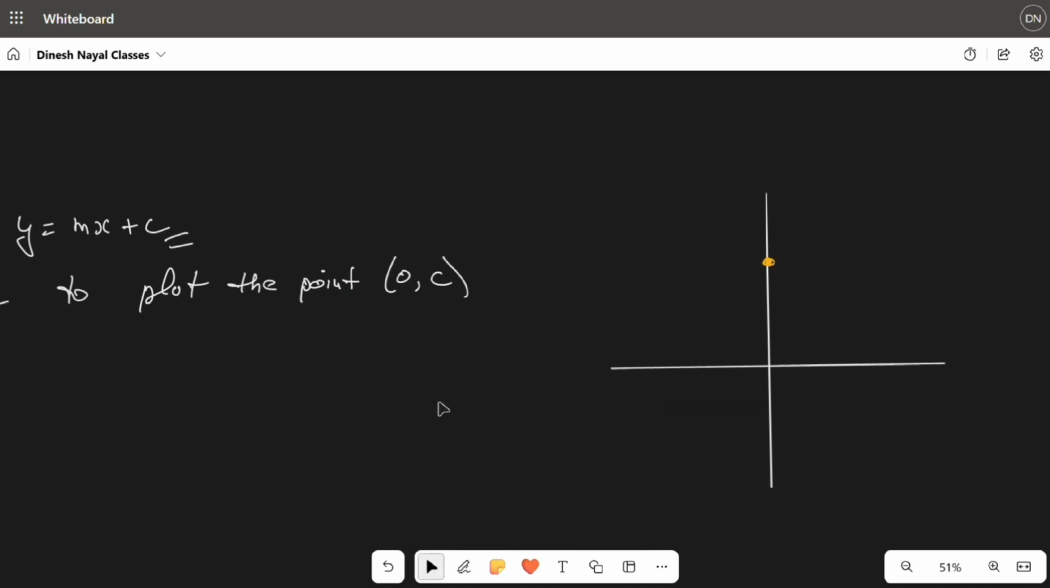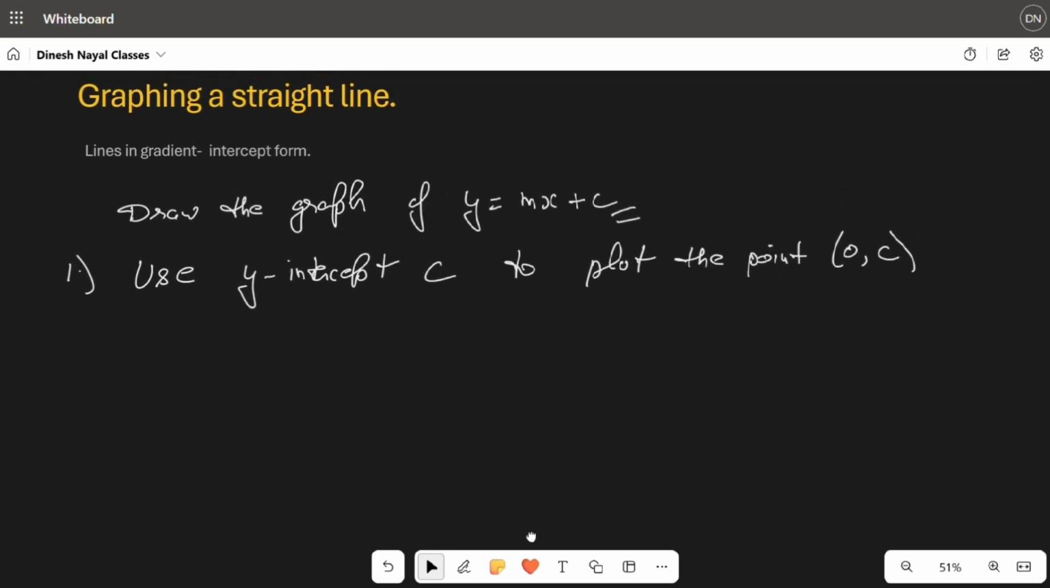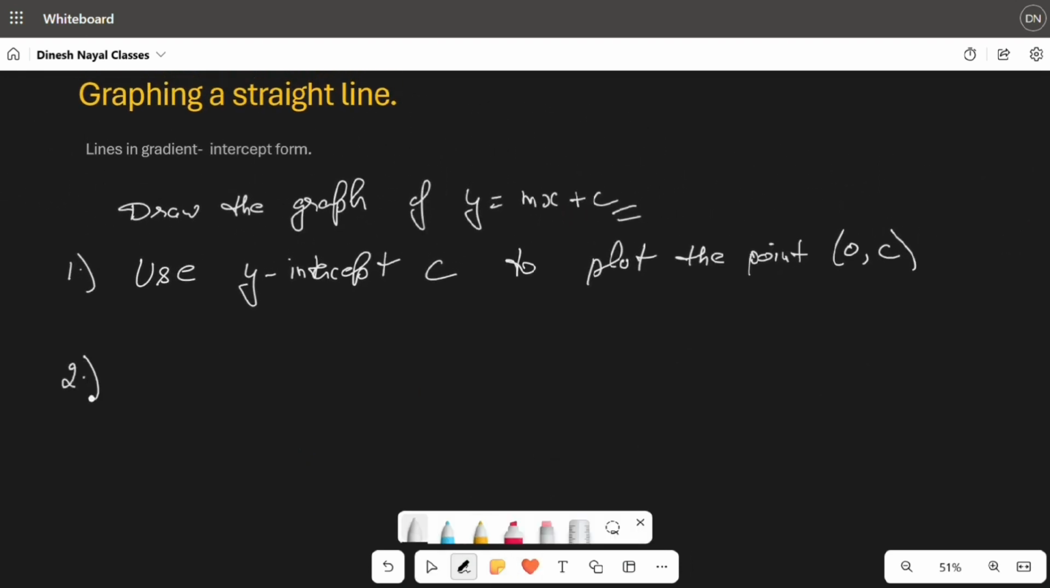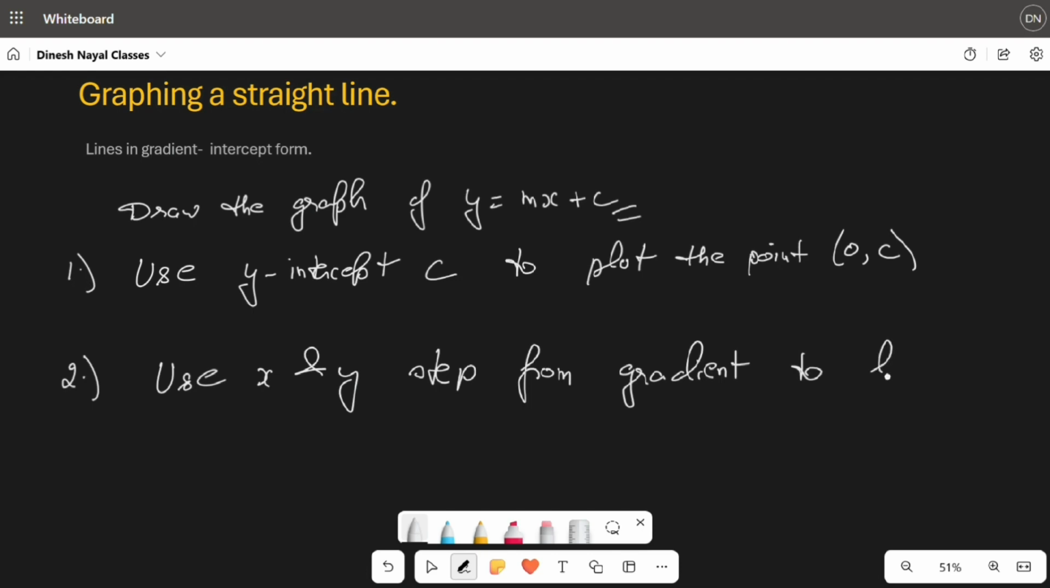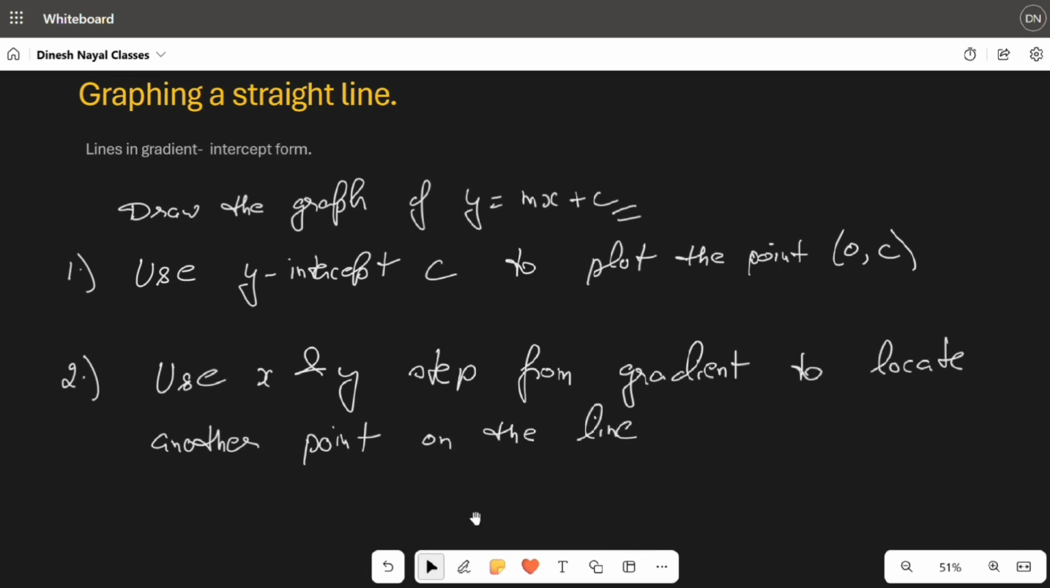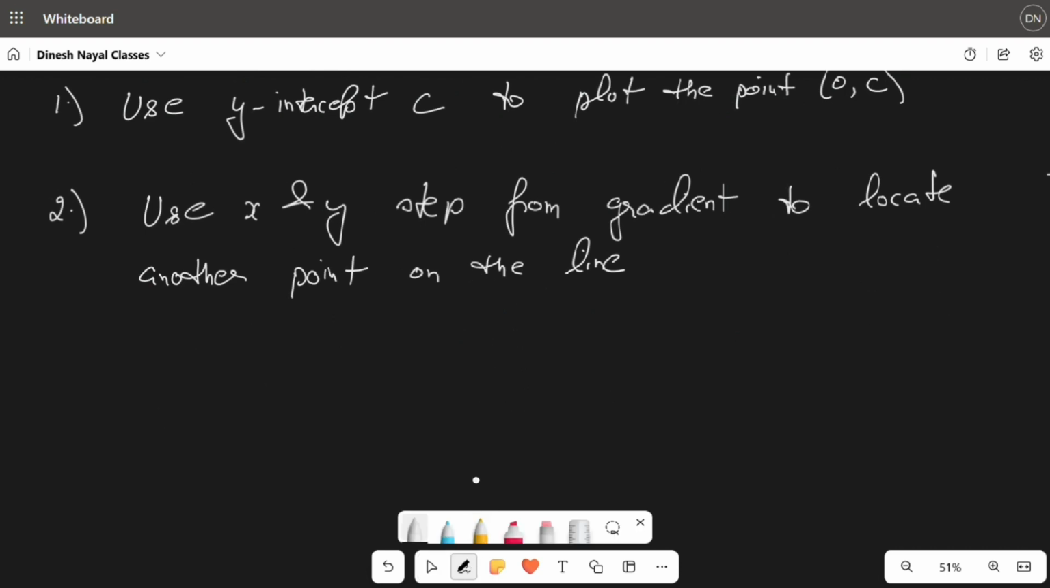Okay, now the next part, the second point is to use the x and y step from the gradient to locate another point on the line. So you are using x and y step from the gradient to locate another point on the line.